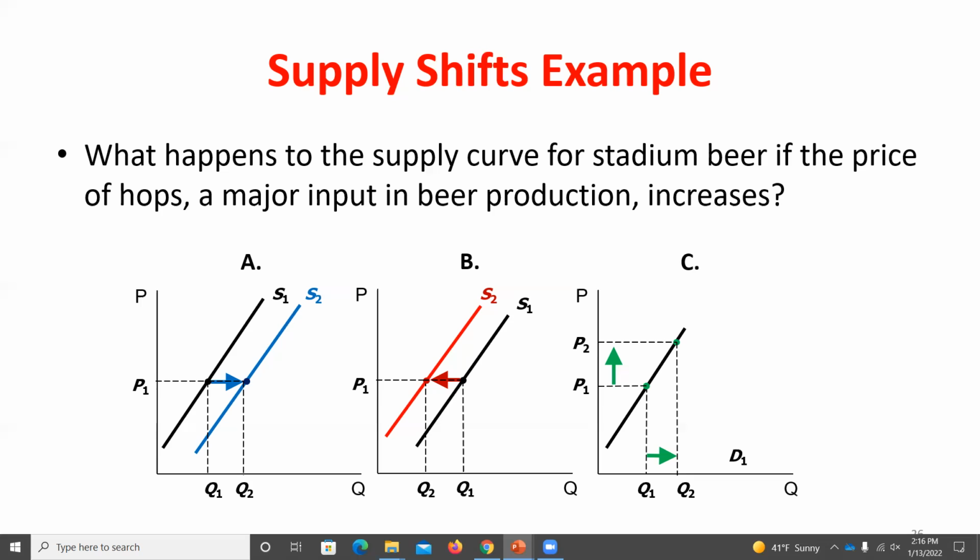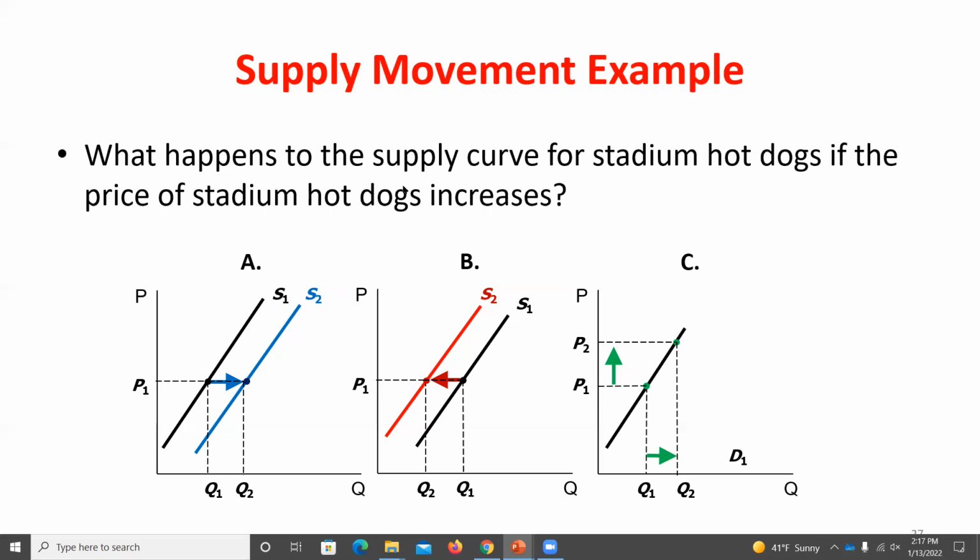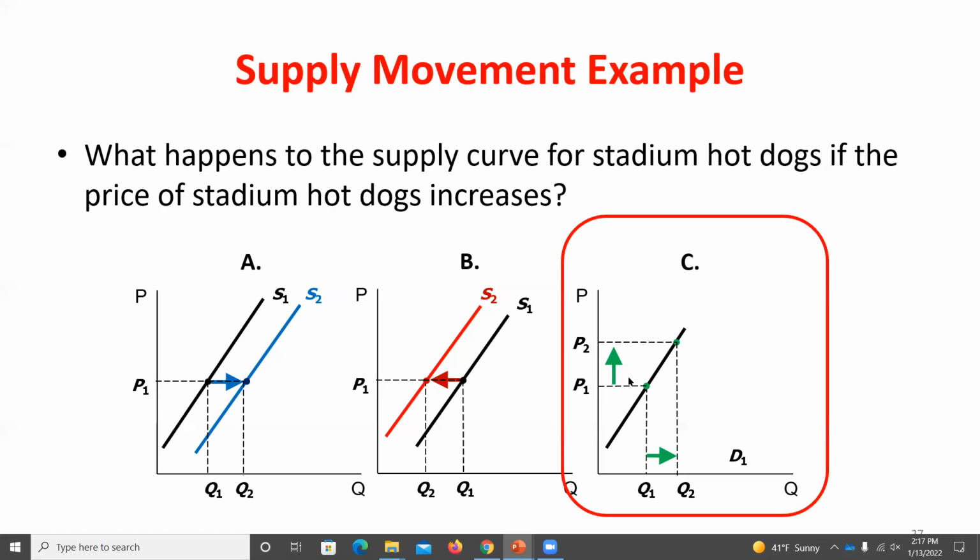Now, if I change the price of the good I'm looking at, I'm just moving along that supply curve. Was someone saying something over here? I didn't mean to cut you off. I was saying it was just a change. Yeah, exactly. So what if I saw stadium hot dogs and the price of stadium hot dogs increases? Well, I just kind of spoiled this one, right? I'm looking at a change in the price of the good, so I'm simply going to be moving along that supply curve.